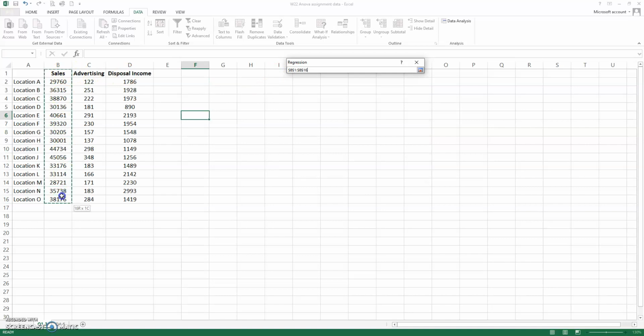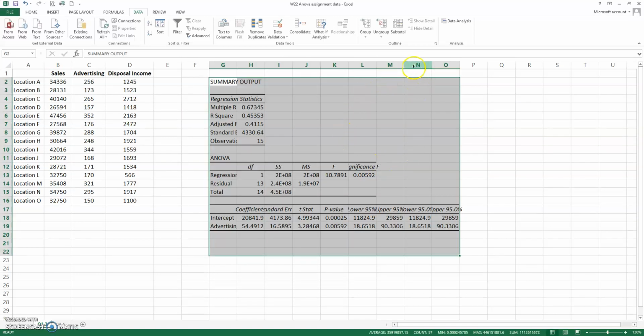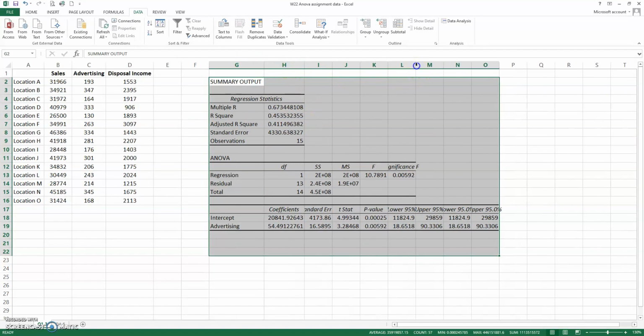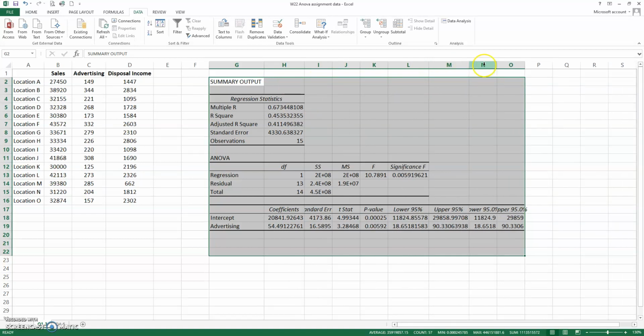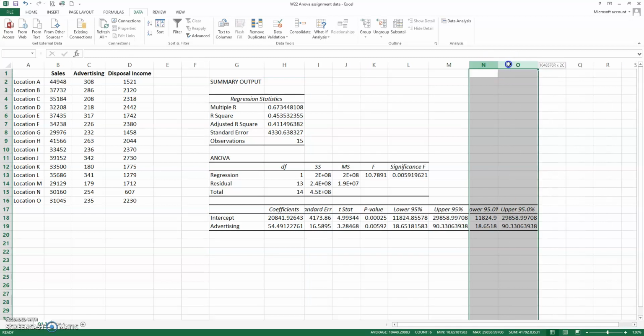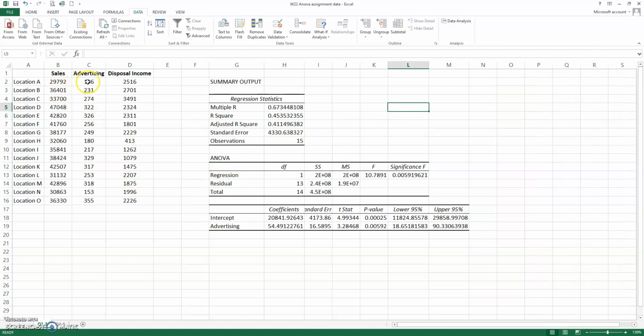Oops, my Y changed. Let's change this to up here. So this is our output. We can make these a little easier to see. It prints off these lower and upper values twice. We don't need them, so we can get rid of them. These values are set to change. You'll have to do the copy-paste special process to make them not change.